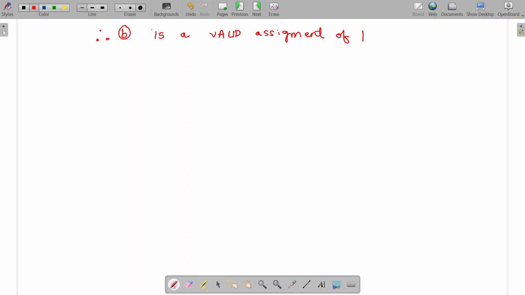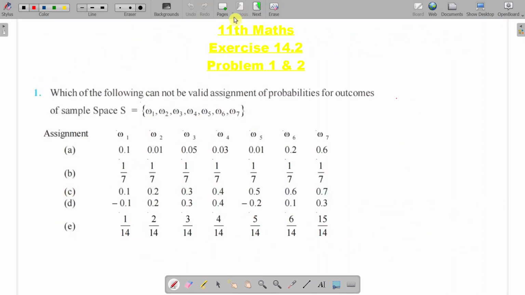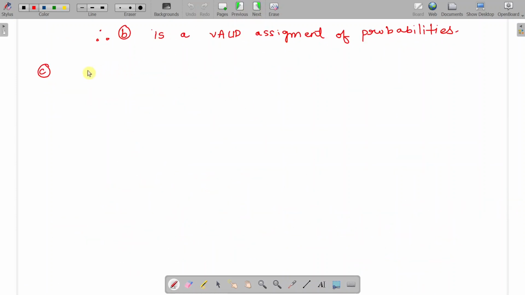Of probabilities, valid assignment of probabilities. Okay. So now let us look at this C. So C is this. So let us check if the probabilities are between 0 and 1.